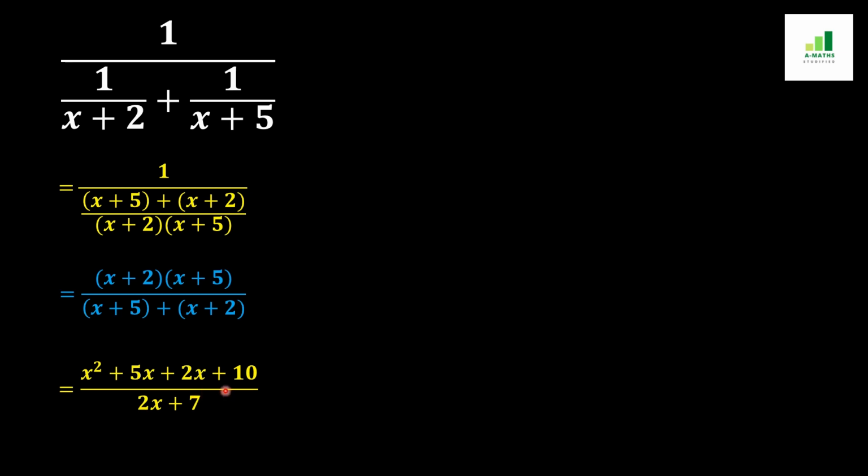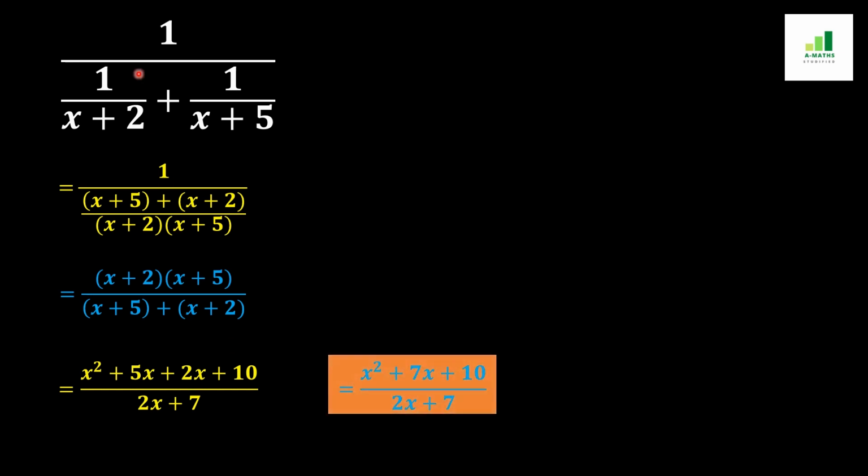Now in the next step we should simplify only our numerator, and we will get x square plus 7x plus 10 in the numerator, and 2x plus 7 will remain the same in the denominator, because this x square will remain the same, but this 5x and this 2x will be added together and we will get 7x, and this 10 will remain the same, and the other part of this fraction will remain the same. This is the simplified form for this expression.